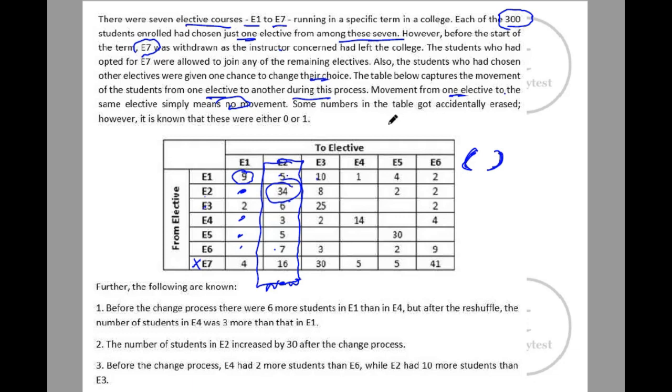Some numbers in the table got accidentally erased. However, it is known that these were either 0 or 1. So wherever it is blank, it can be either 0 or 1, cannot be anything else. Further, there is more information. Before the change of process, there are 6 more in E1 than E4. But after the reshuffle, the number of students in E4 was 3 more than E1. The number of students in E2 increased by 30 after the change process. Before the change of process, E4 had 2 more than E6, while E2 had 10 more than E3.